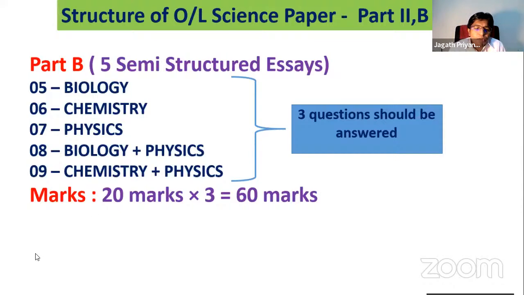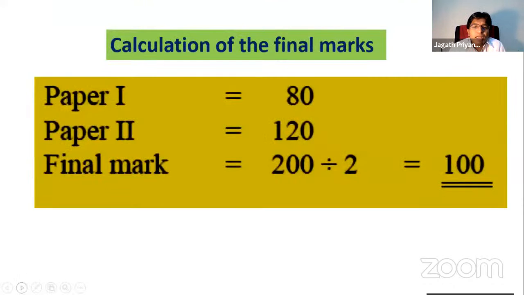So this is the structure of the whole paper, and then you can see the calculation of the final marks. You can see the screen. Paper 1 80 marks, 40 MCQs, 2 marks each, and paper 2 120 marks, total 200 divided by 2, you get 100 marks. So to go for A pass, you have to get 75 or above. So that also I'll tell.